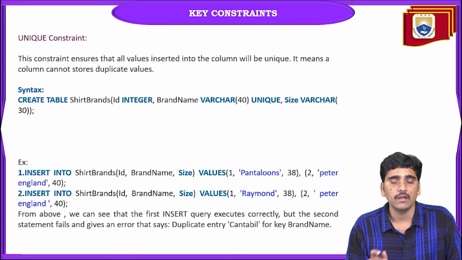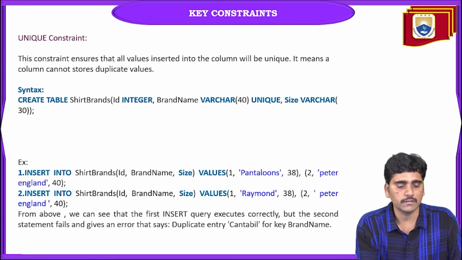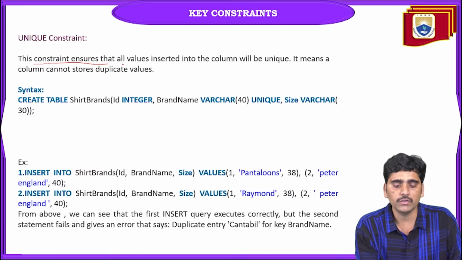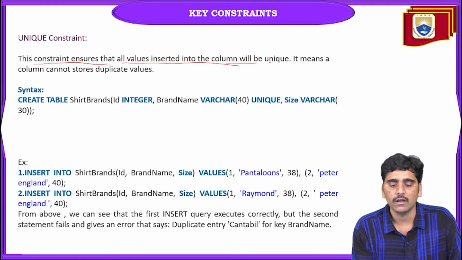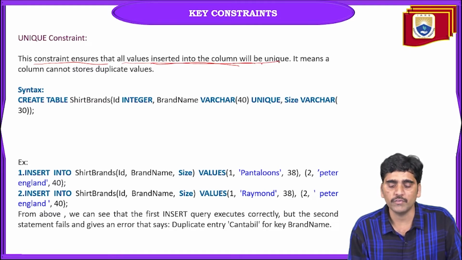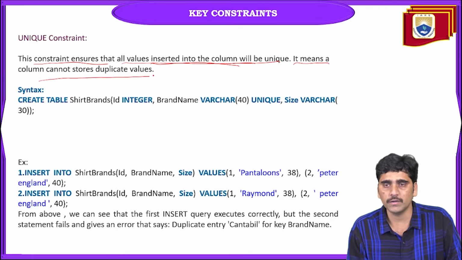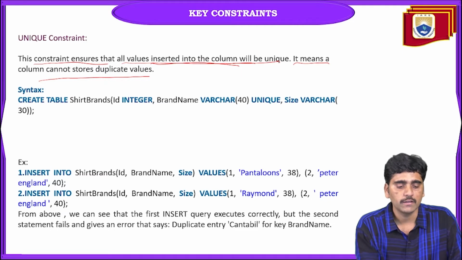And the next one is what? Unique constraints. This constraint ensures that all the values inserted into the column will be unique. It means a column cannot store duplicate values. That means it is saying that you should maintain unique values, not having any duplicate values. It does not allow duplicate values. So we'll see.